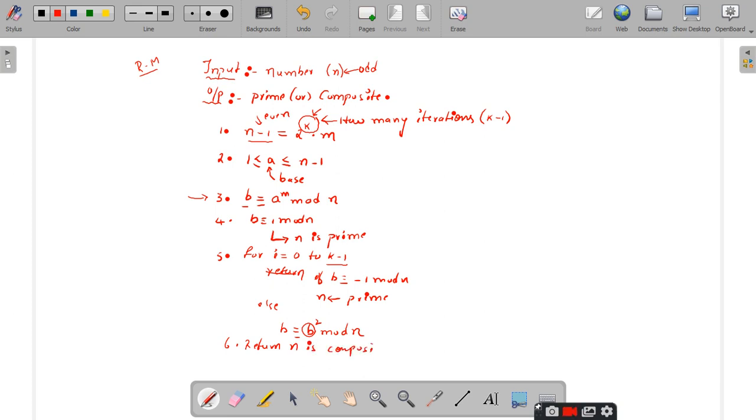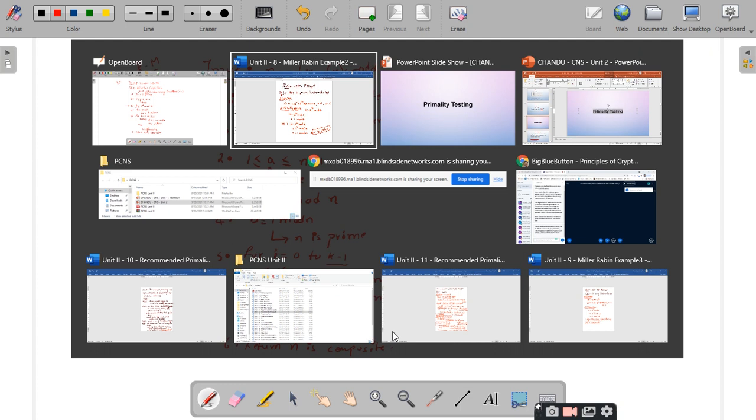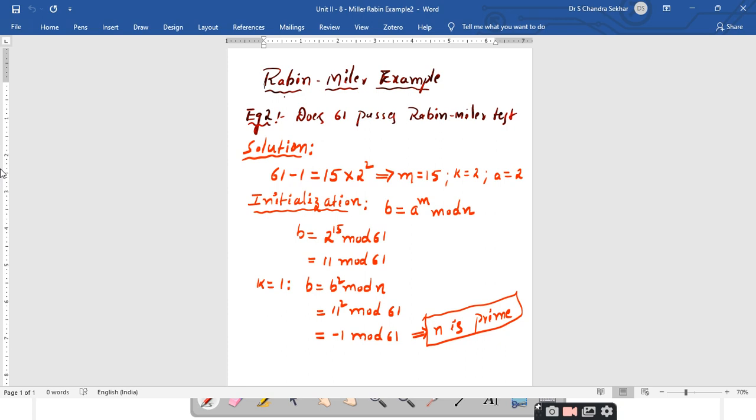Right. So this Rabin-Miller test is a very effective algorithm which is used to test whether a given number is prime or not. So this is basically how the algorithm is defined. We have gone through one example in the previous session also, and now we are continuing with the same concept. We'll take 2 more examples and we'll try to check whether these numbers pass the primality test or not using Miller-Rabin. Right. Let us take the second example. Does 61 pass the Rabin-Miller test or not?